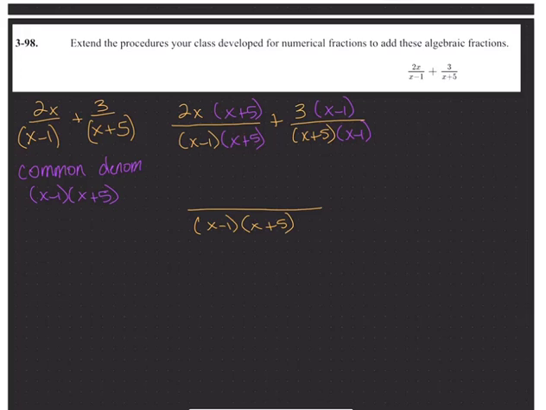And then on top, I have this little piece. So I have 2x times x plus 5. What am I doing? I'm adding these. So I have to add. And then I have, from my second fraction, 3 times x minus 1. All right?